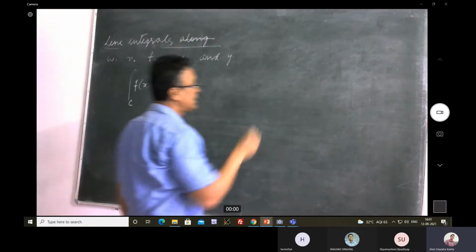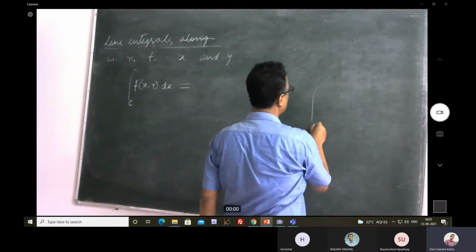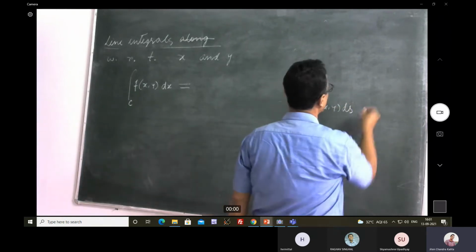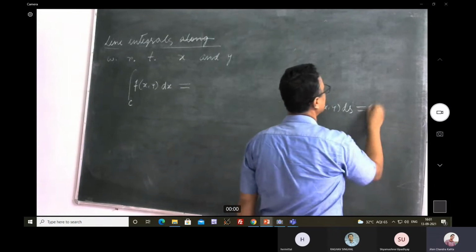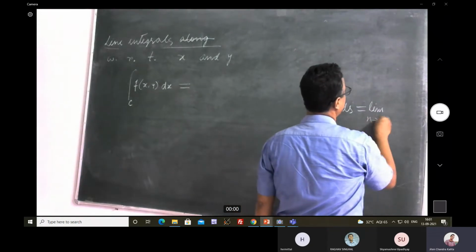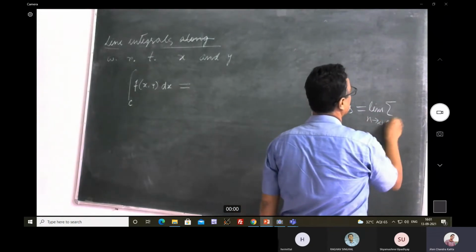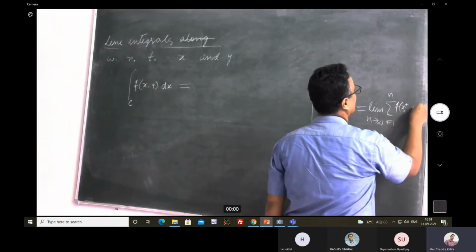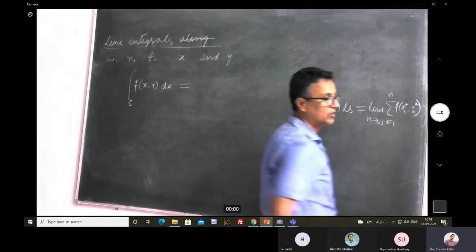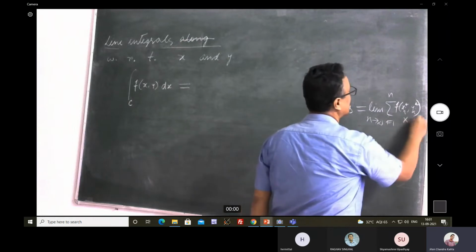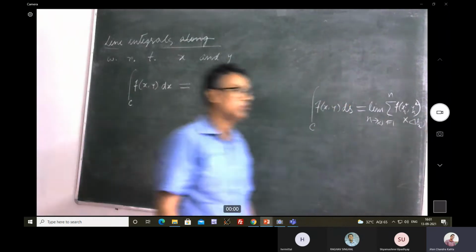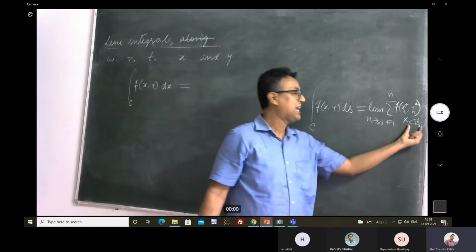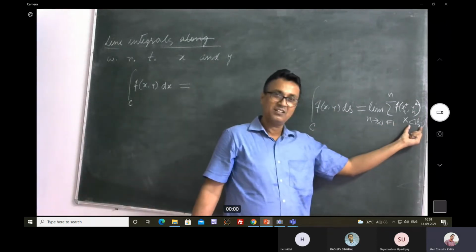How is it obtained? This is nothing but what we did earlier: the integral over C of f(x,y) ds. This was the limit as n tends to infinity of the sum, i from 1 to n, of f(xi*, yi*) times delta si.